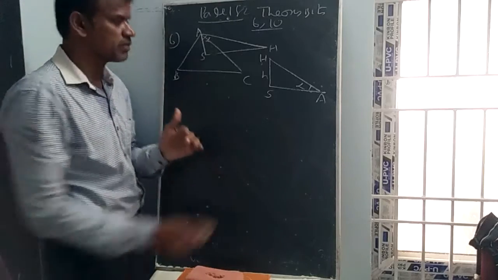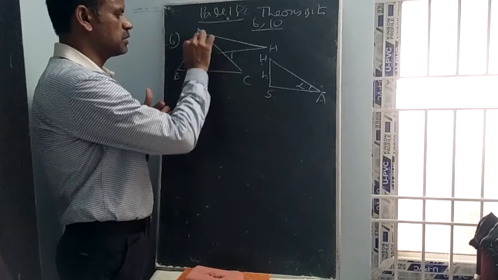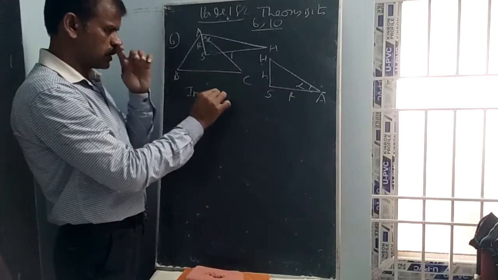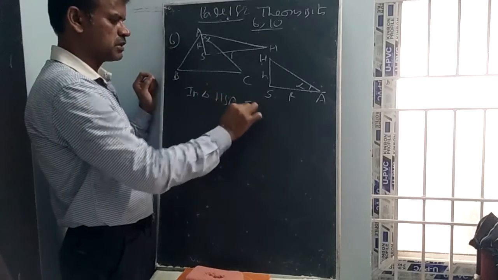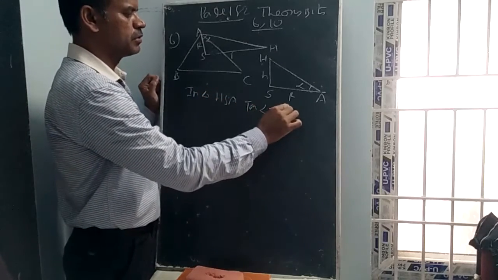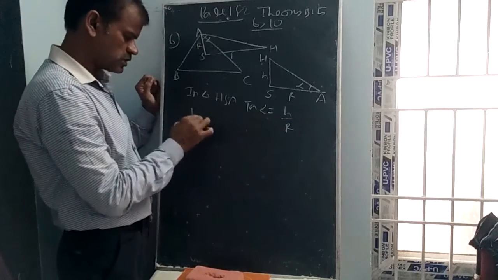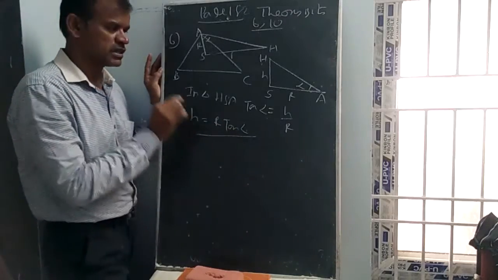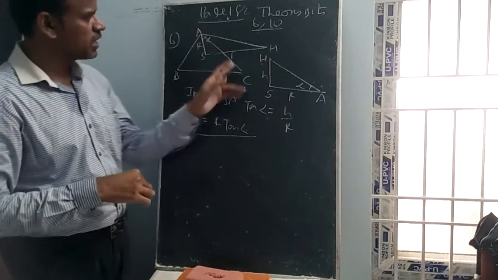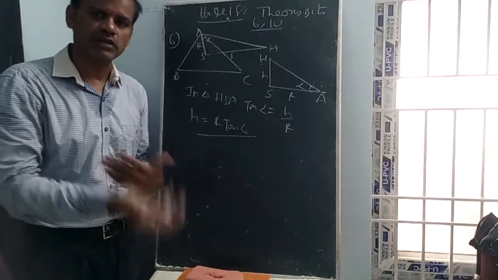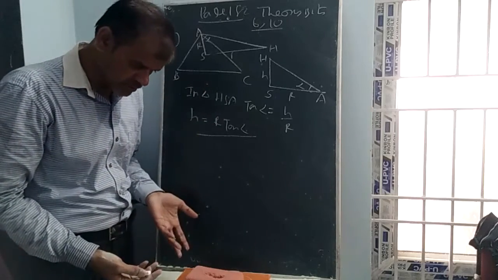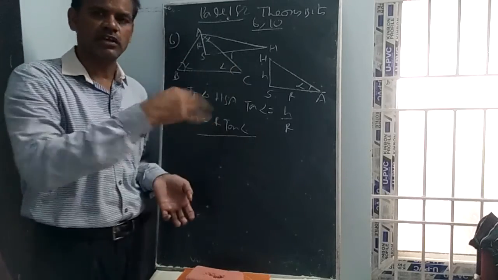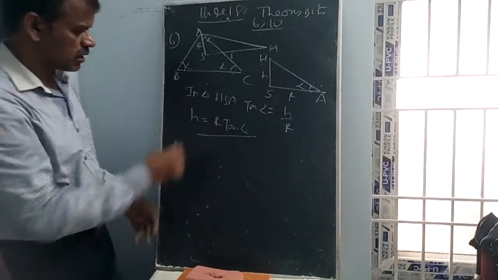R is the circumradius of the triangle. So SA is equal to R. Now in triangle HSA, what is the value? Tan alpha equals H by R. We need small h, which is simply R tan alpha. That's all. This is an important bit of concept also. If you take SB, also the same height, tan beta gives R tan beta. But he has given this is also alpha. You take any angle, the formula is R tan alpha.